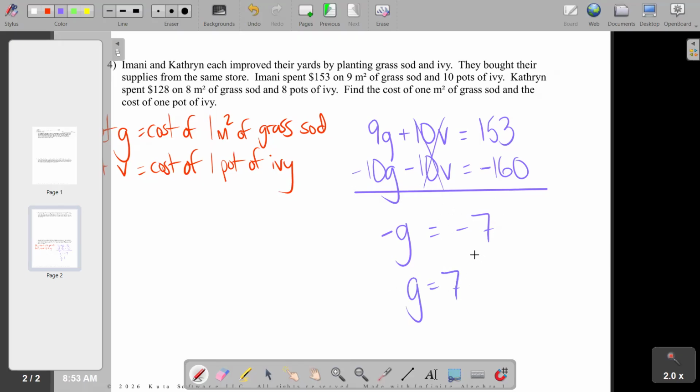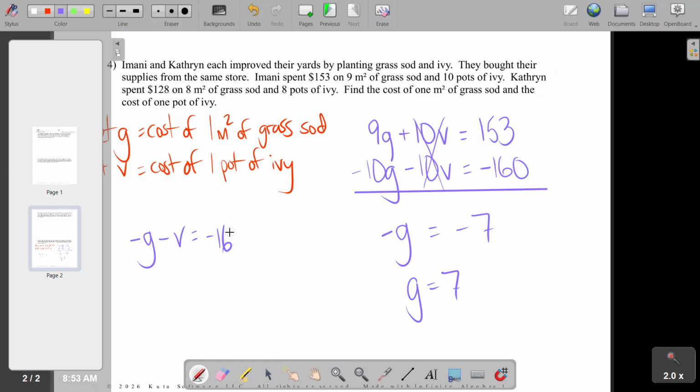Nice. So we just figured out that 1 square meter of grass sod costs $7. Sweet. And now we need to find the cost of a pot of ivy. And you've got more equations laying around on your paper than I do because I just kept murdering them and replacing them. So I believe you guys had a really cool one that said, before I killed it, negative G minus V equals negative 16. You have that one on your paper, right?